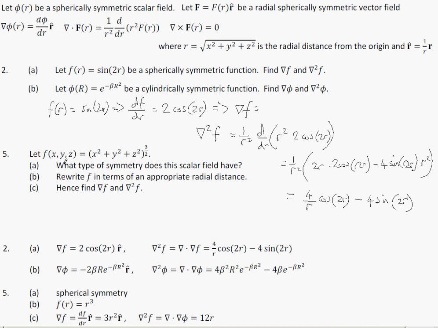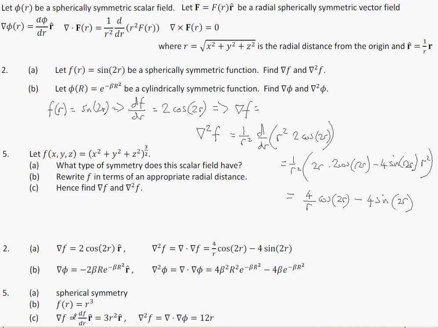We know, for example, in 5 part A what type of symmetry is involved. Since we've got three components, x, y, z, we know it's spherical. So rewrite f in terms of an appropriate radial distance. We know r squared is x squared plus y squared plus z squared, so this in fact is r squared to the power 3 upon 2. For a power raised to another power, we multiply the powers, so 2 times 3 upon 2 is 3. So in fact that's why we get r cubed. That's the answer for part B.